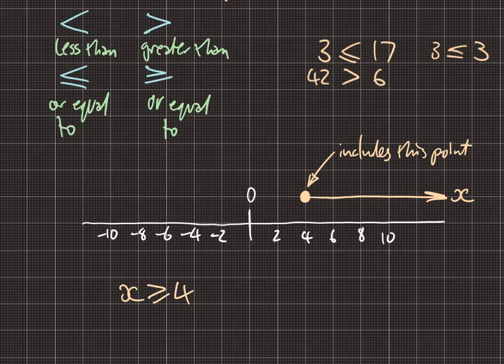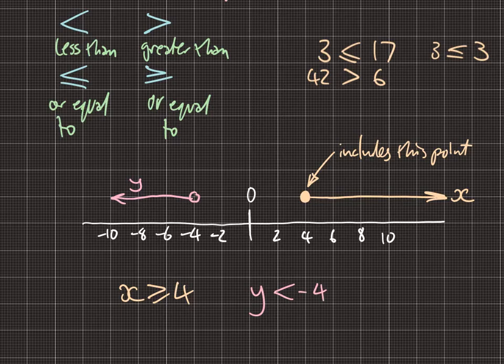Let's see what else we could do. We could have an open circle, which means that we are not including it, and then we could go to the left instead. And if I call that y, then you can see that y is all of the numbers which are less than -4. So y is less than -4.